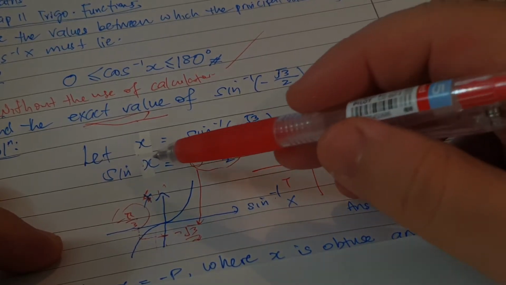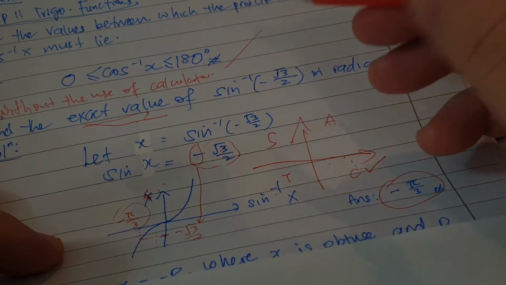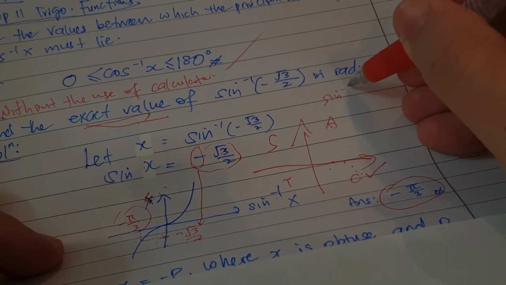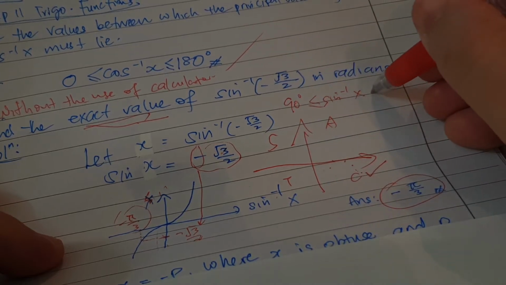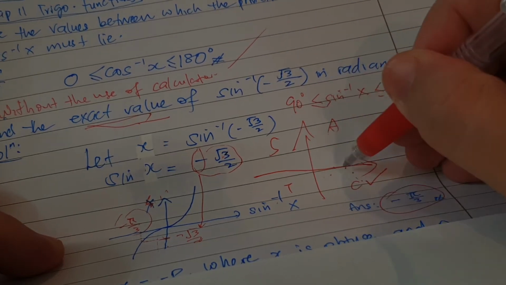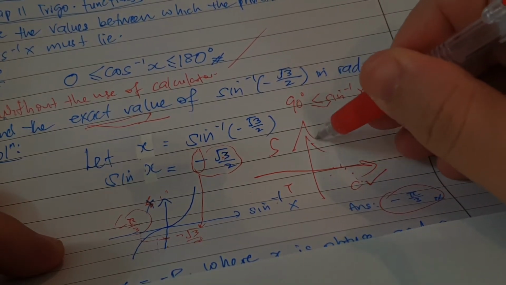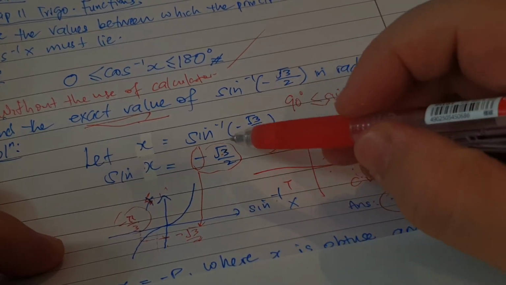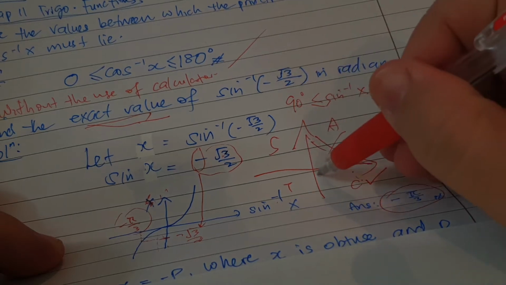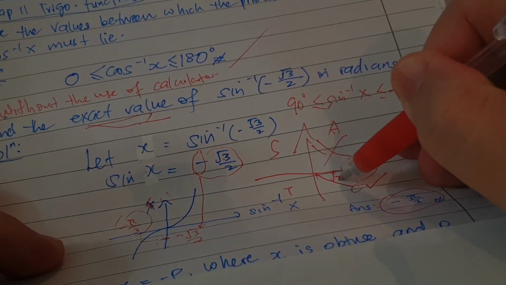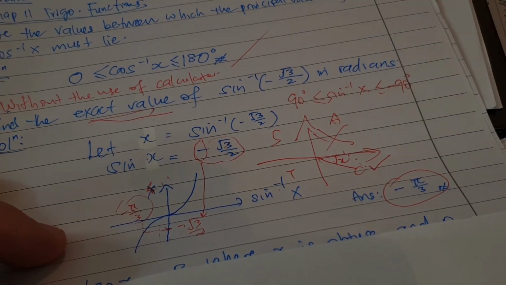You know that the range of values for sine inverse is from 90 to minus 90, right? But it cannot be 90 here. Cannot be here. Because if it's here, it will be positive. The sine of this angle will be positive, correct? So it has to be here. Are we clear? So that's all.